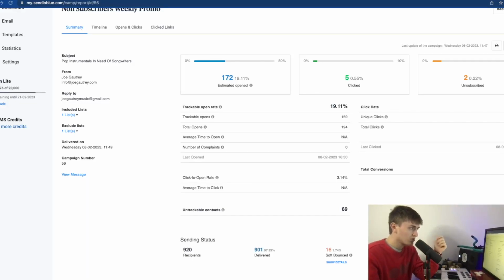So we had 172 opens so far. This is after about 3 to 4 hours, I'd say. We've had 5 link clicks and 2 unsubscribes. Now, the unsubscribes isn't something that is uncommon.